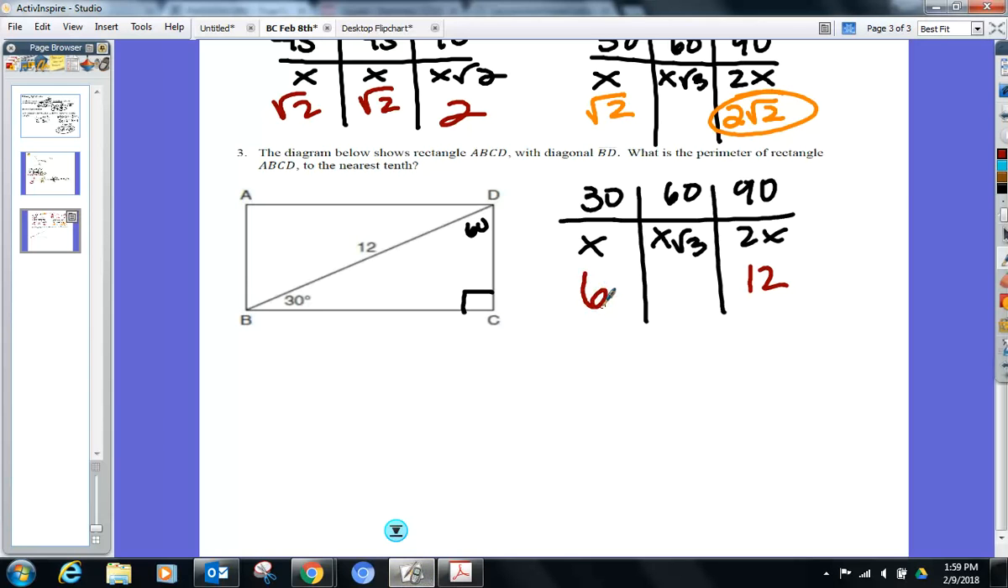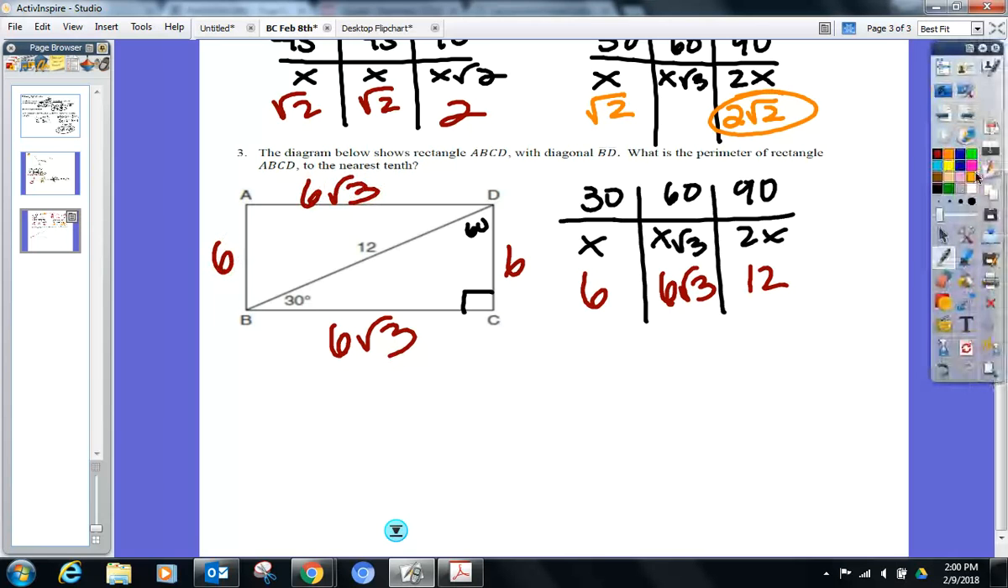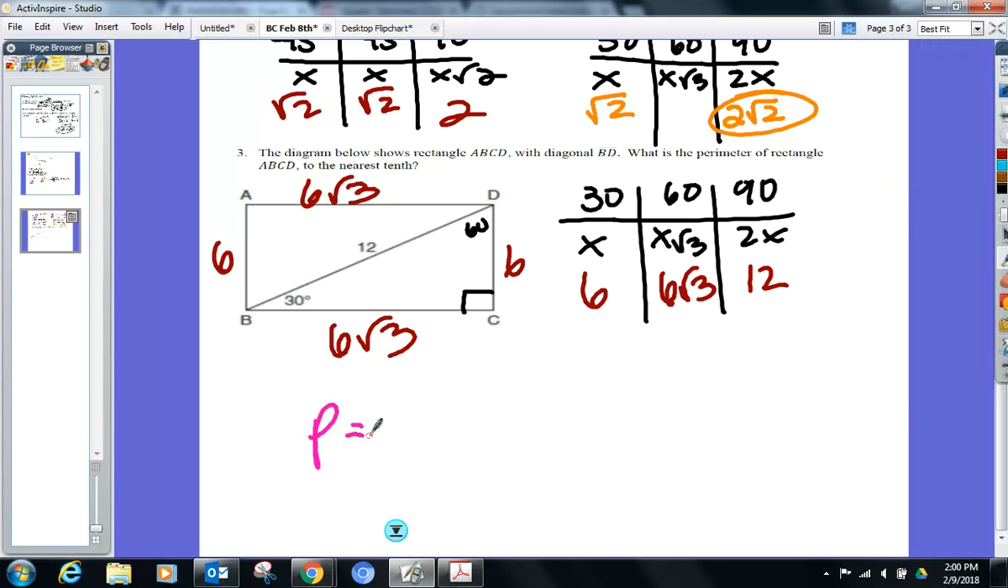Because I'm dividing by 2, going to the left, dividing by 2. And what about the side across from 60? 6 radical 3. Okay. So across from the 30 is 6. Across from the 60, 6 radical 3. What do you guys know about opposite sides of a rectangle? They are congruent. And then how do I go about finding a perimeter? Add up all, not 2 sides, add up all 4 sides in this case.